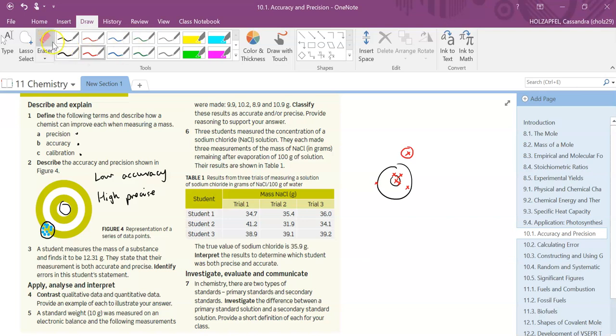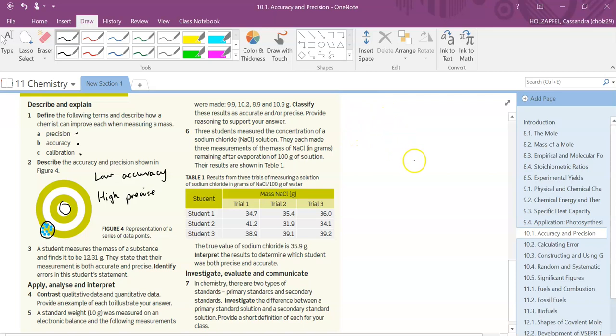Okay. All right. So if we have a look, let's keep reading this question now. A standard weight, blah, blah. So 9.9, 10.2, 8.9, and 10.9 grams. Classify these results as accurate and/or precise. Provide reasoning to support your answer.